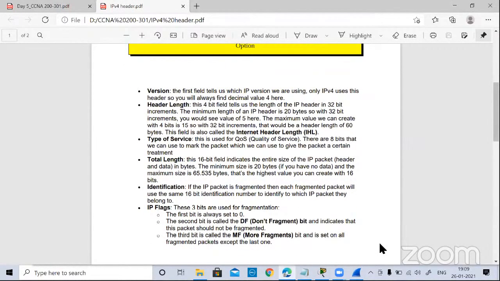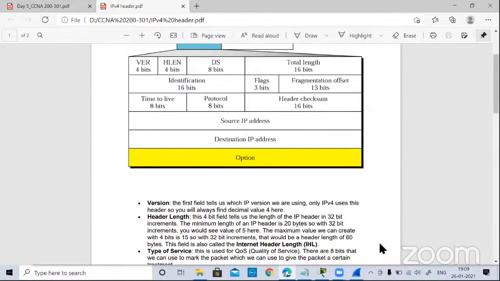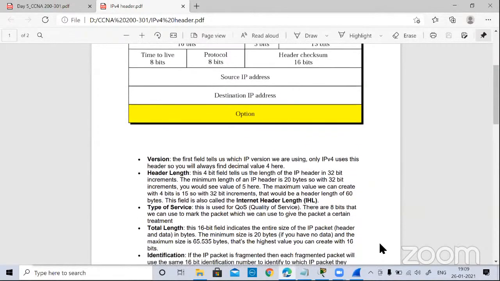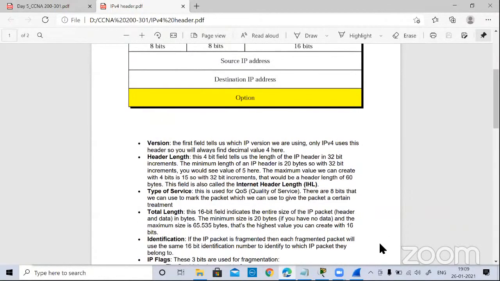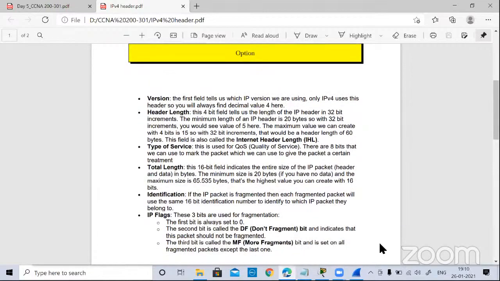Next is the identification. If the IP packet is fragmented, then each fragmented packet will use the same 16-bit identification number to identify which IP packet they belong to. Now, if you remember, in the transport layer we do segmentation. So if I have to identify that this is a packet of the same segment, I need to keep the identification number the same, so as to identify that it was a packet of the same data. That will help you identify the data properly.